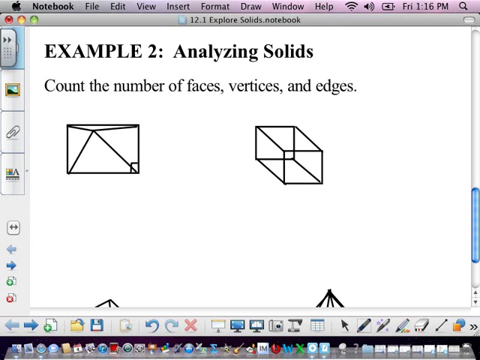Let's turn the paper over. We're almost done, guys. Circle is not a polygon, because a polygon has to have straight edges. All right.